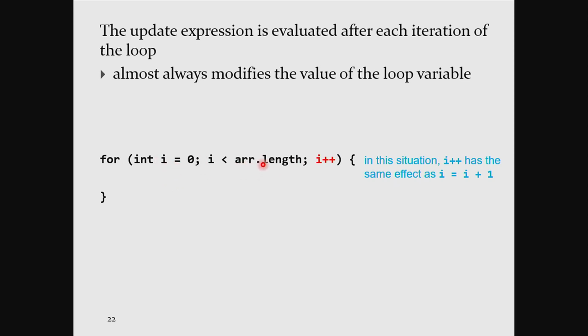So the first time the loop runs, i is 0. Check the condition. The condition is true, so run the body of the loop. At the end of the loop, i now has the value 1. So now when you come back up to the next iteration of the loop, it checks is 1 less than the array length. If yes, then the body runs. i gets updated here. Now i is 2. And so on and so on.